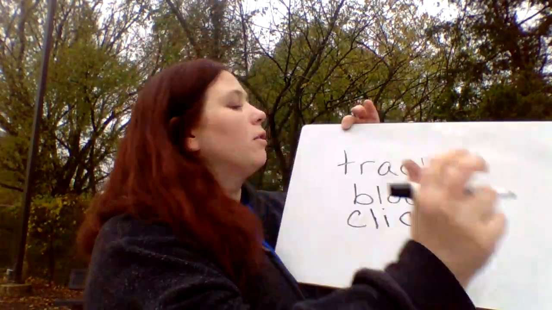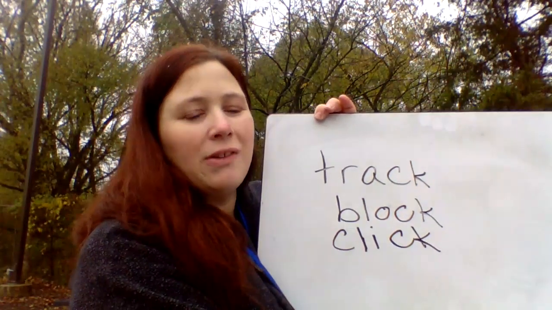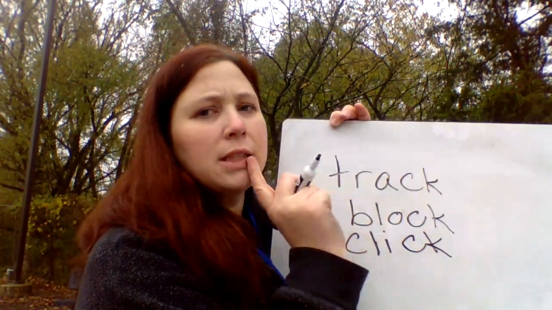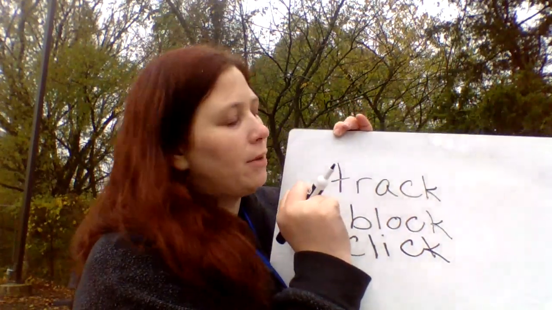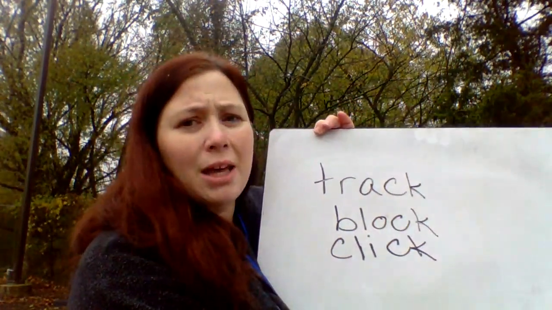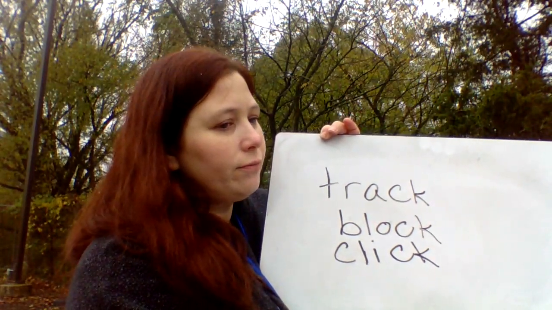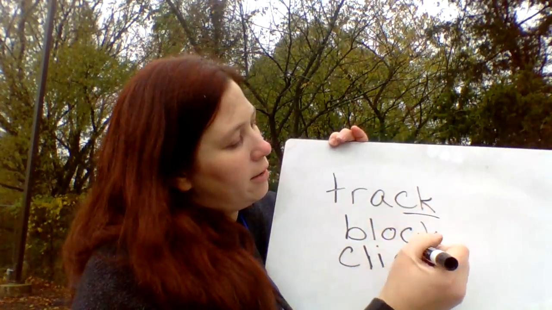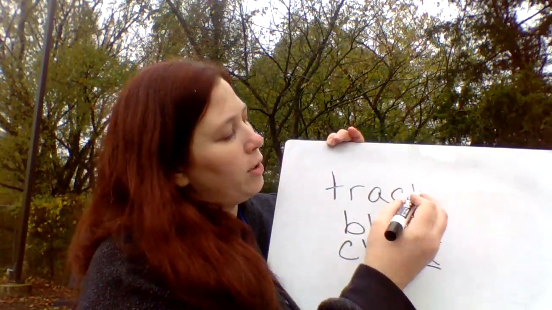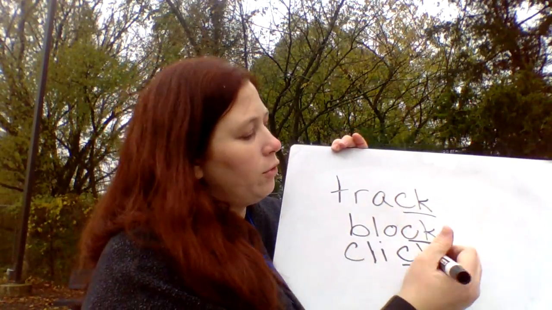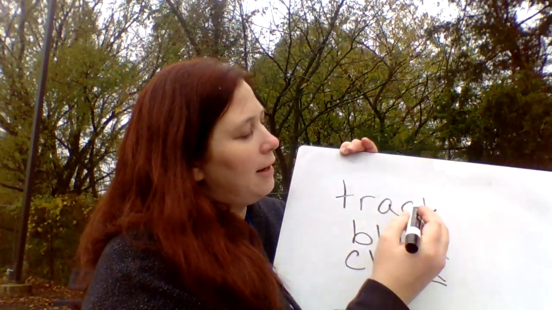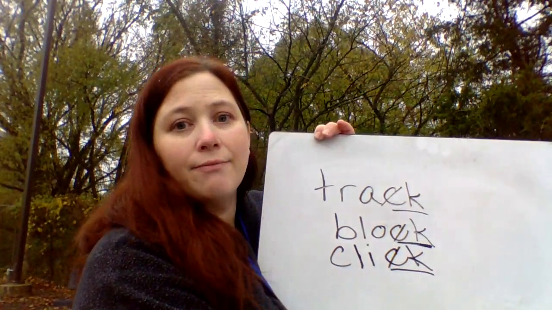All right, track, block, click. What sound are we hearing at the end of all of those words? K. Right. So when you look at this, can you see what letters are making that K sound? Yeah, it's CK. When we see CK when we're coding, we're going to underline it, and we're going to cross out the C because we're not saying the C, we're just saying the K.